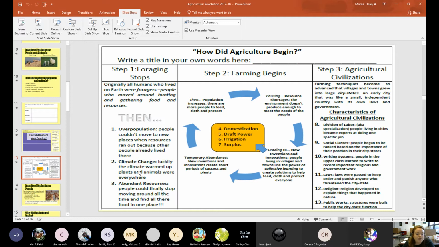Climate change. Luckily, the climate warmed up and plants and animals were everywhere. At this point in time, it was a much cooler climate overall. And so climate change helps because it warms up, and plants and animals were able to thrive. A change in the long-term weather for a region over a long period of time is climate change.